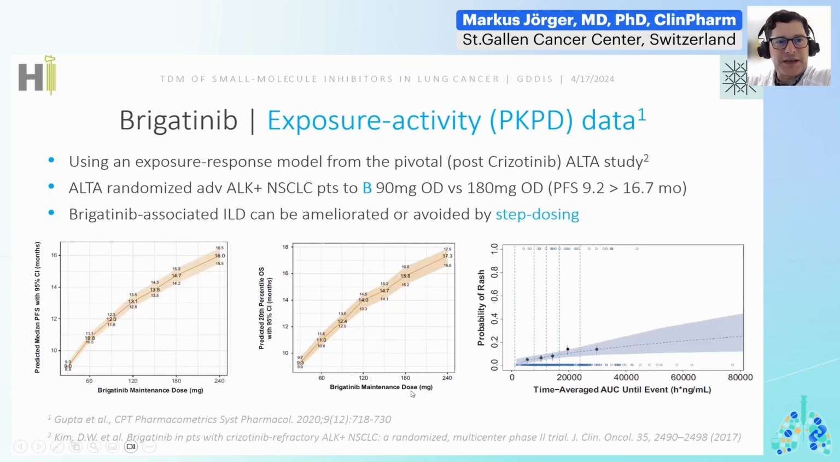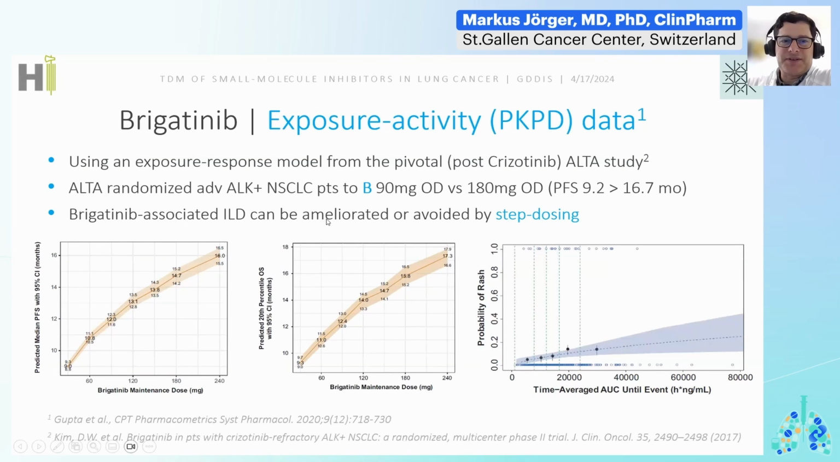Now, very shortly, some data on brigatinib. There we have also positive exposure activity data. This was first shown in data from a pivotal clinical trial, the ALTA trial that used 2 doses of briga in patients relapsing on crizotinib. This was done by the manufacturer, by Takeda, and Gupta and colleagues have showed that there is a correlation between the steady state C trough levels of briga and PFS, and also OS, and also an association with skin rash.